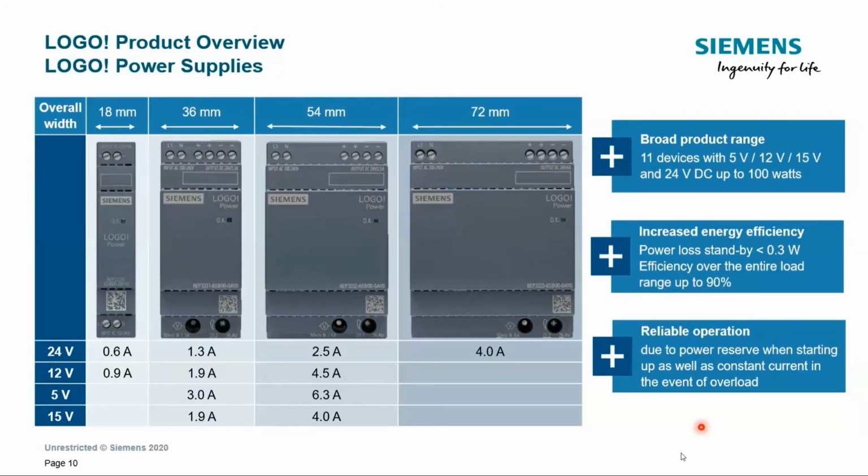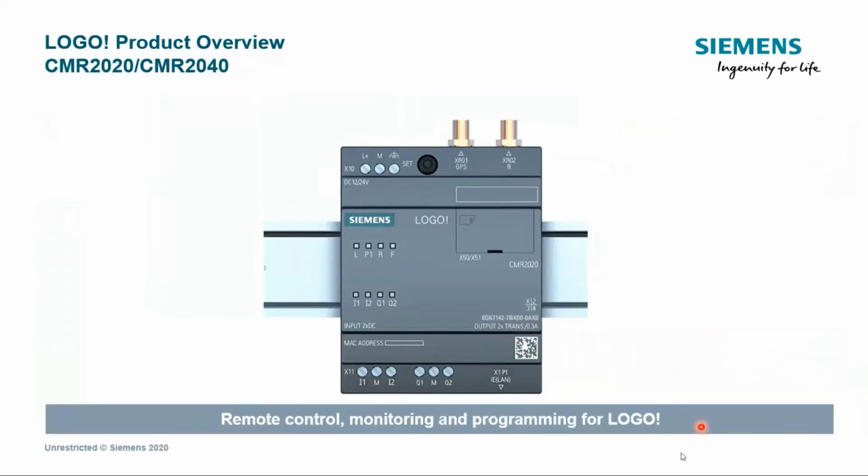Alright, so this is all about the power supplies. Now I jump to the communication expansion modules, and we have actually two expansion possibilities with LOGO. The one that I'm going to talk about is the remote control and monitoring for LOGO using the CMR communication modules. The other one is using LOGO in a KNX network.